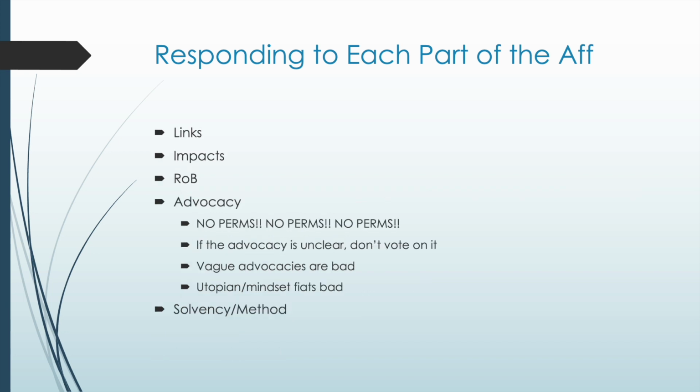All right, advocacy. You cannot perm a K Aff. You cannot perm a K Aff. You cannot perm a K Aff. I've seen it happen before multiple times, and it just doesn't work. A perm, by definition, is a test of competition, and competition is a burden of the negative, meaning that definitionally, a perm is a type of argument that can never be made by the negative against the affirmative.